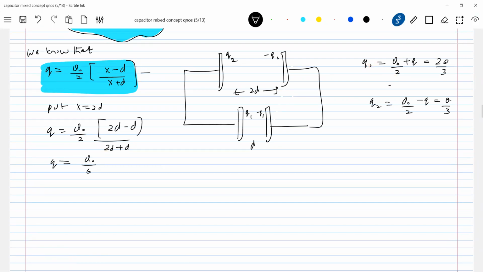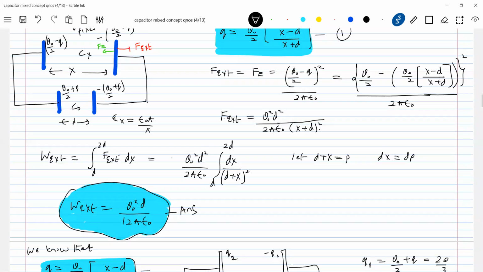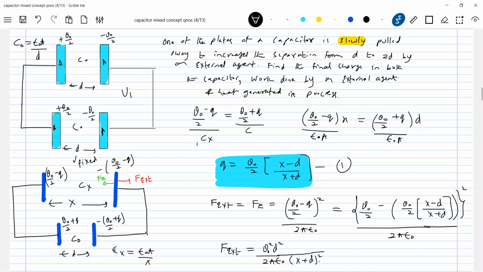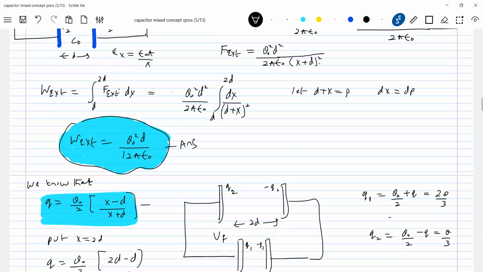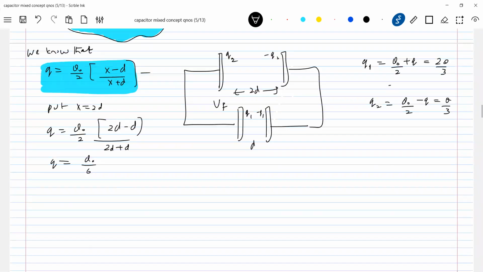Now let's do one thing: it is asking heat generated, no? So there's a final potential change this much. Initial potential change of circuit is how much? That is UI. So what was the charge initially? Q naught by 2, Q naught by 2. I'll calculate initial potential change of circuit. First we'll calculate the final potential change.